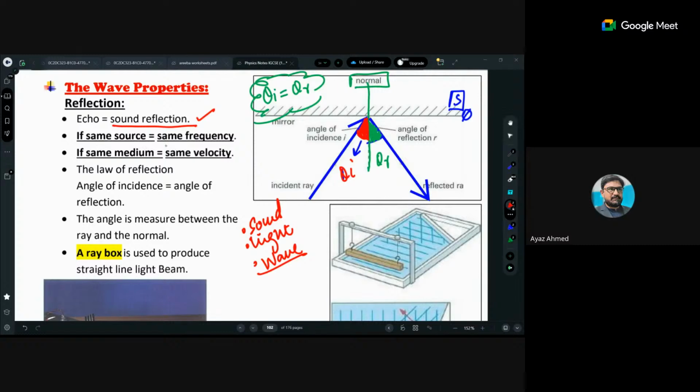If same source, same frequency, same medium and same velocity. This is very important. आपके पास source भी same है. देखो एक ही source है. Frequency of the sound is also same. I mean wave is also same. Medium भी same है. Light is reflecting back in the same medium. Air में है तो air में ही वापस आ रही है. And it has the same velocity. Velocity does not change. This is the point to be noted.